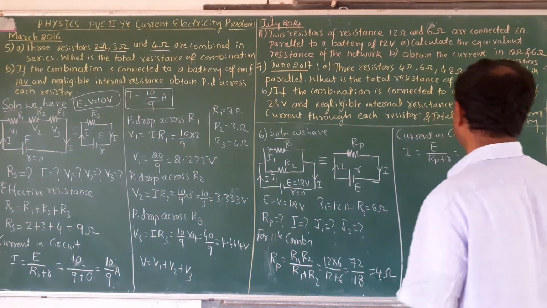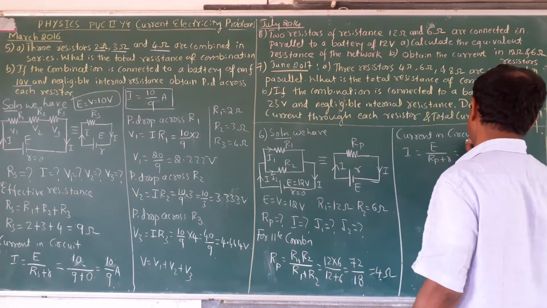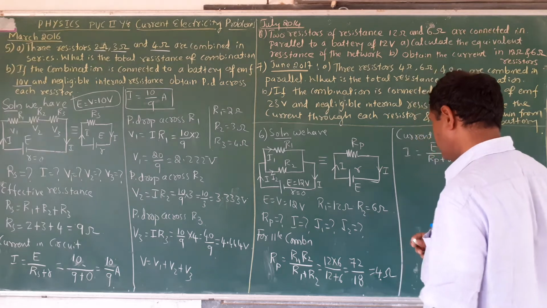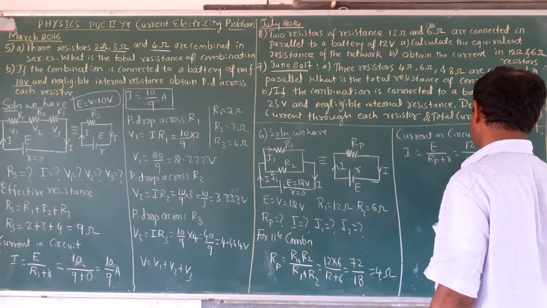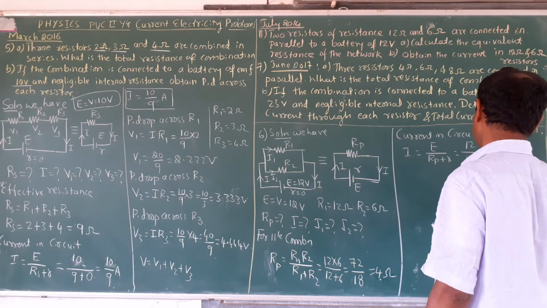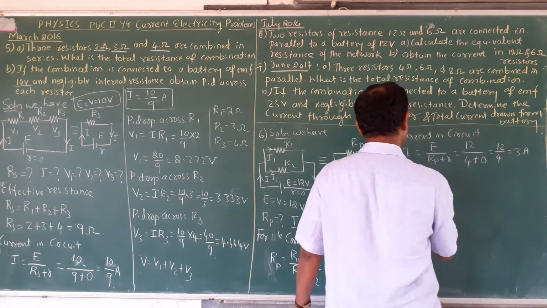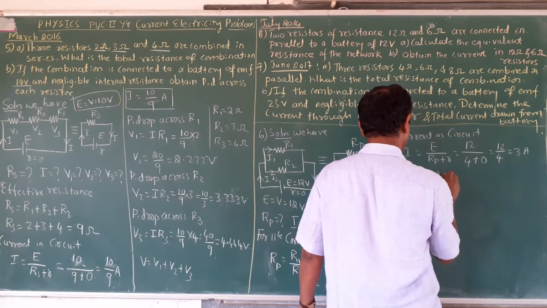What is the EMF? EMF, or the voltage across this, is 12. Now what is RP? This is 4, and r is 0. So I is 12 divided by 4. What is the answer? 3 ampere.